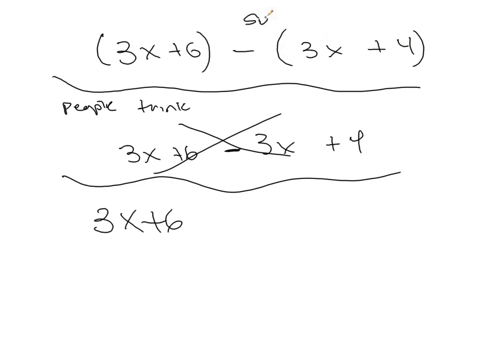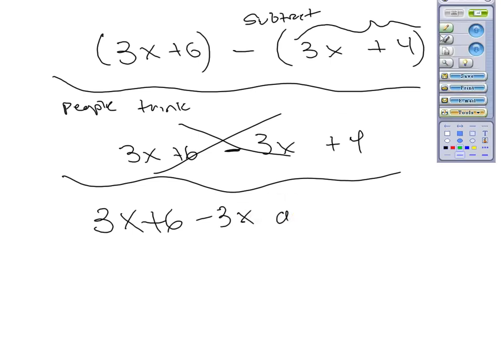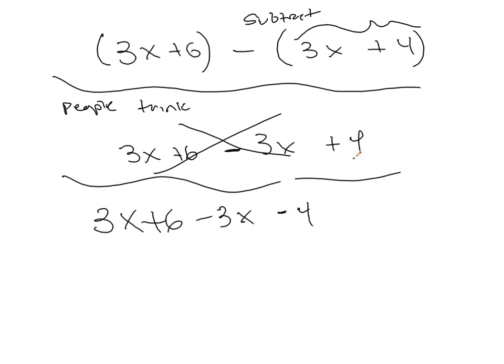So subtract all of this. So that means subtract 3x and, whoops, I'm actually writing, and subtract negative 4. That's what the implication is. So subtract everything that's in the parentheses from this expression right here. So subtract 3x and subtract negative 4. And that's exactly what we're doing here.